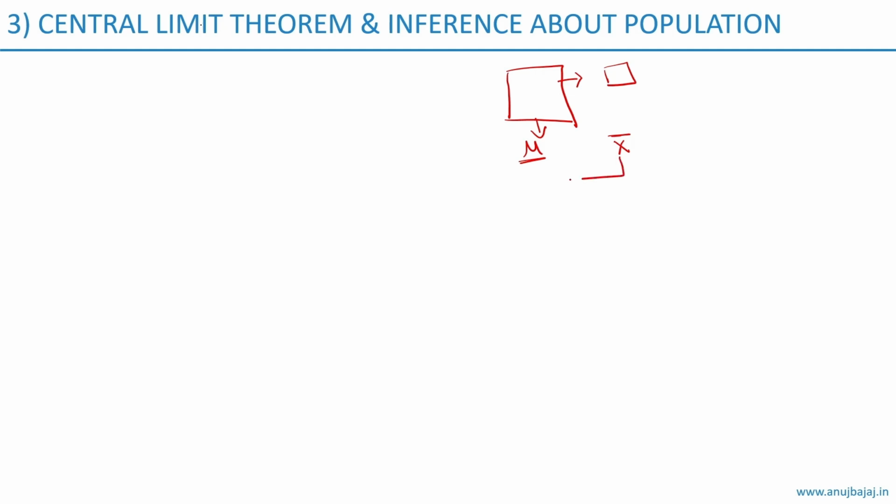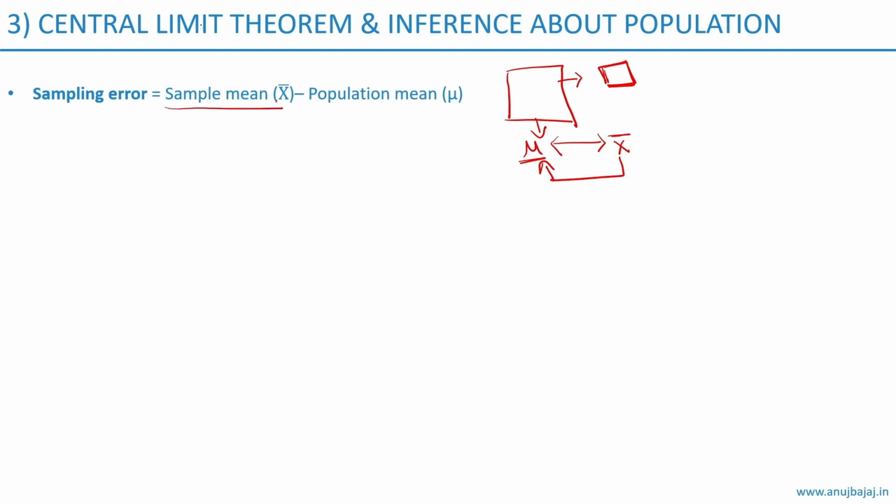Ideally, we want the sample mean to be as close as the population mean, but still no sample is 100% accurate. There will be some difference between the population mean and the sample mean, and this difference is referred to as the sampling error, which is the difference between the sample mean and the population mean.